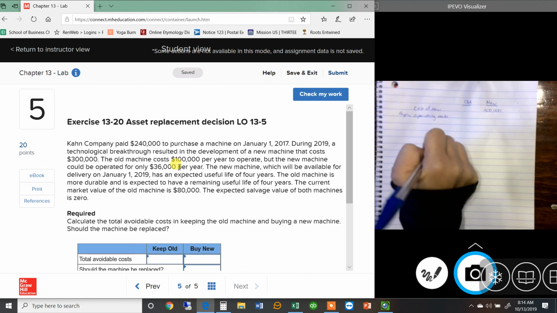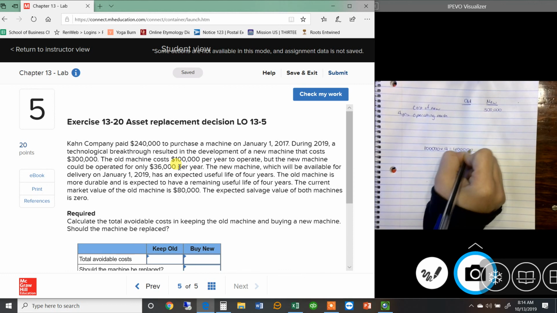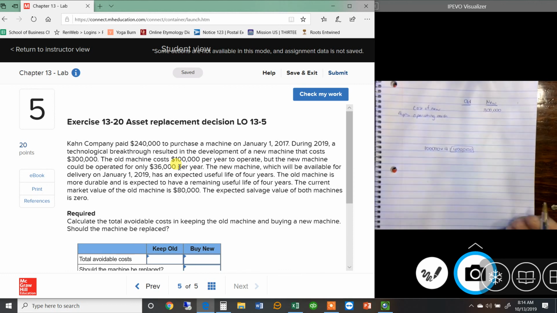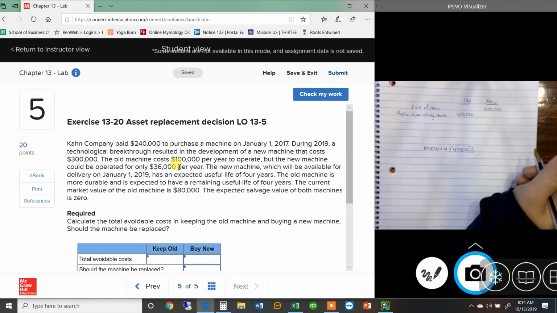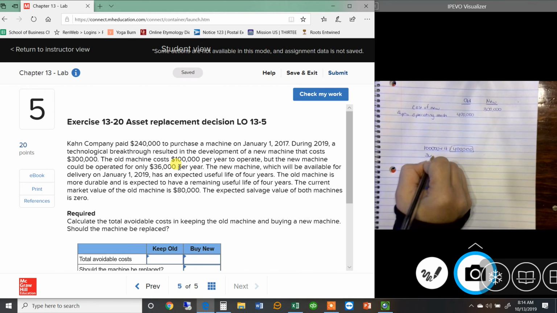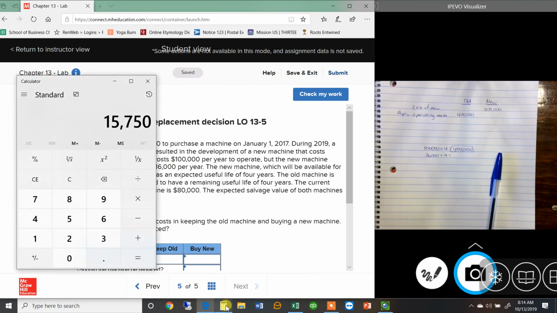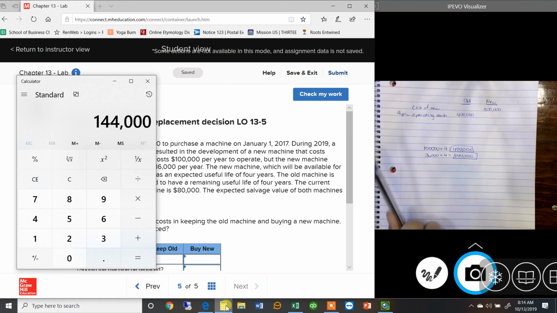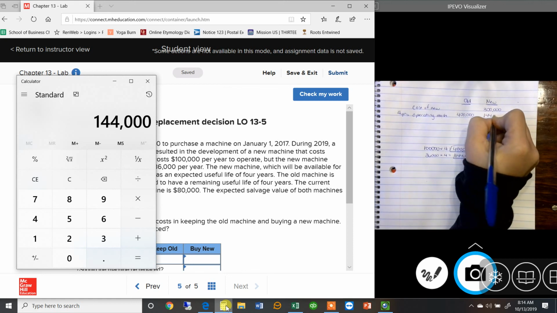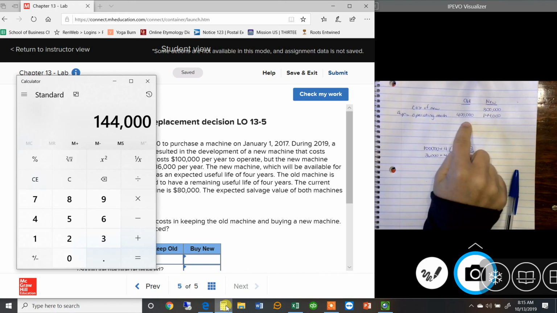It said here that it was $100,000 a year for the old machine, for 4 years. So that means it's going to cost me $400,000 to operate this machine. So I'm going to put this $400,000 up here as a cost. The new machine only costs $36,000 a year to operate. So if I want to figure out how much that's going to cost, I'll take $36,000 times 4, and that is $144,000. So I'm going to put that up here as a cost of the new machine. So far it looks like the old machine is still cheaper than buying a new machine.